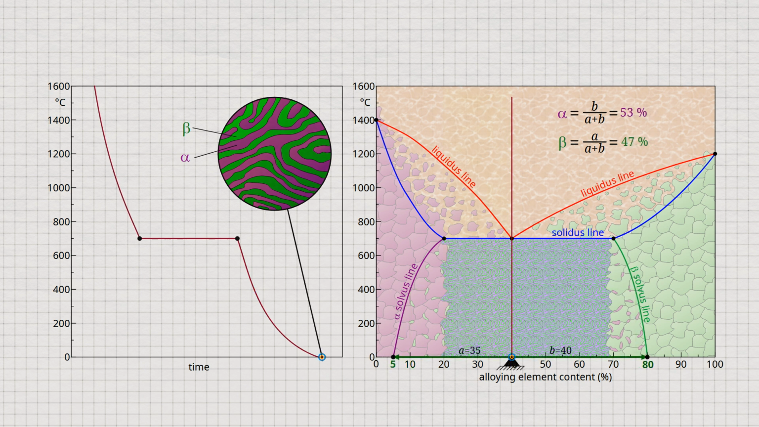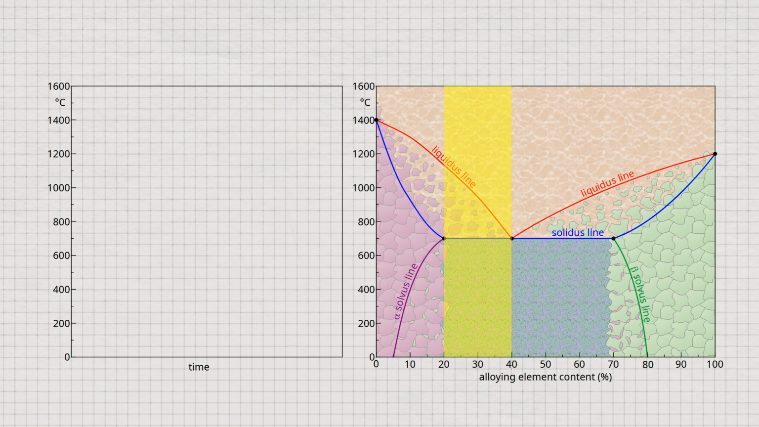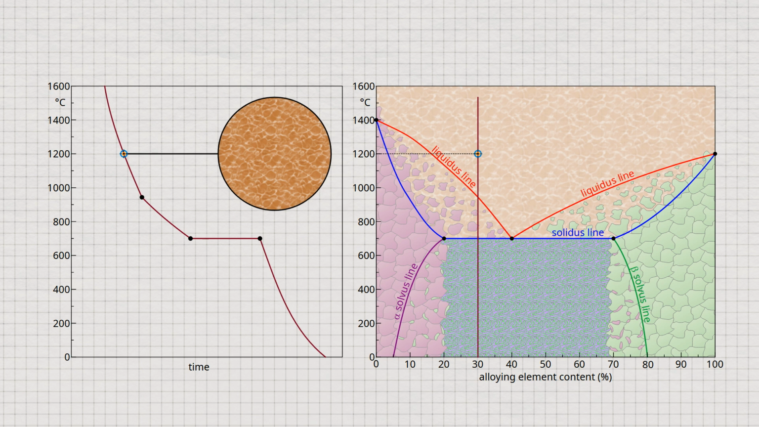In the following, a hypoeutectic alloy is considered whose concentration lies between the solubility limit of the alpha solid solution and the eutectic point. The solidification process will be explained using the example of an alloy with an alloying element content of 30%. At 1200 degrees Celsius, the alloy is completely liquid. As it cools to 940 degrees Celsius, the melt begins to crystallize and solidification begins. Alpha solid solutions form from the melt. As the temperature drops, the solid solutions continue to grow.